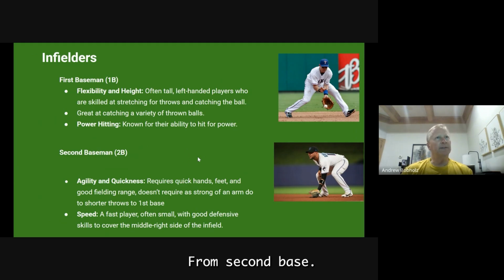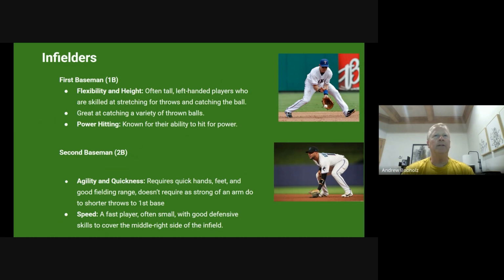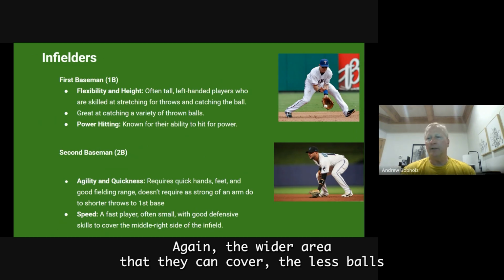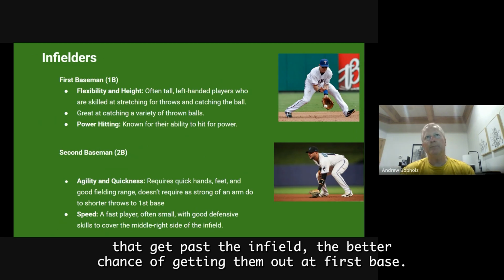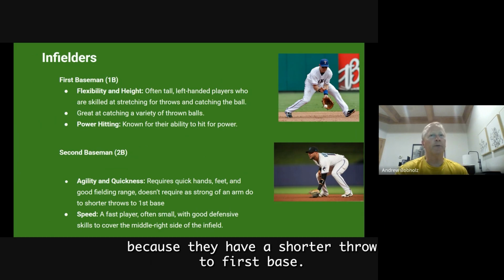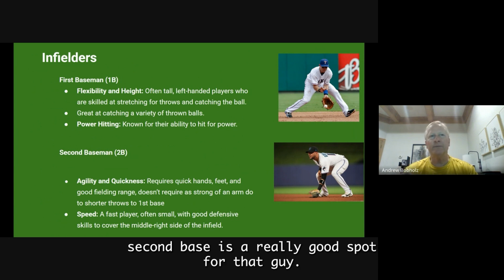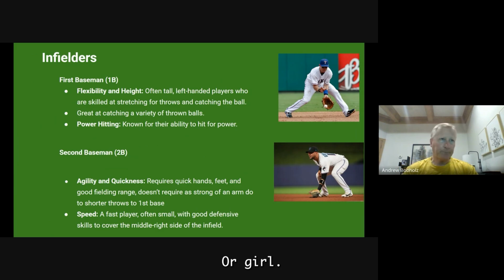All right, from second base, we're looking again generally at some quickness, obviously quick hands, feet, good fielding range so they can cover some area. Again, the wider area that they can cover, the fewer balls that get past the infield, and the better chance of getting them out at first base. Your second baseman doesn't require a really strong arm because they have a shorter throw to first base. So if you have a really good infielder who doesn't have a really strong arm, second base is a really good spot for that guy or girl.